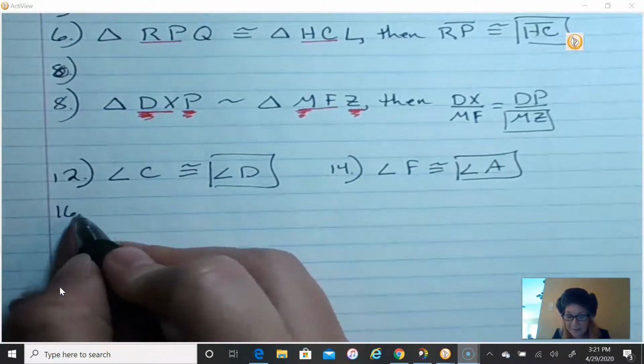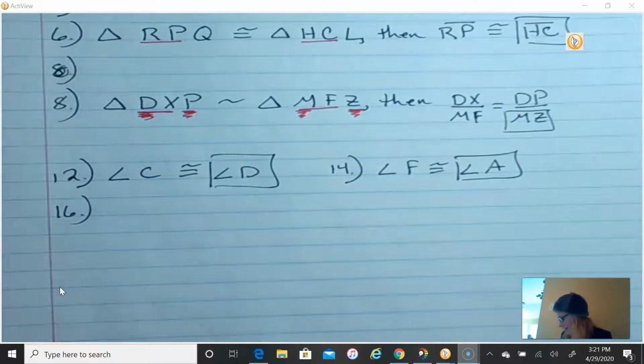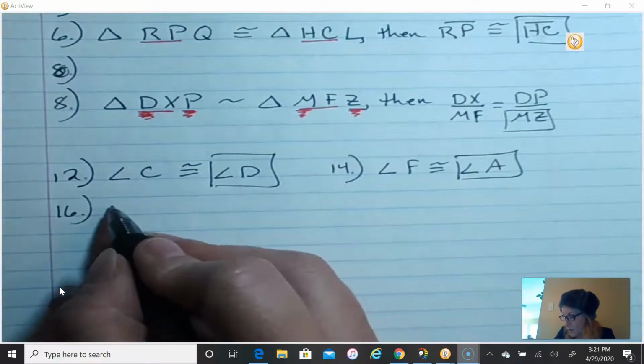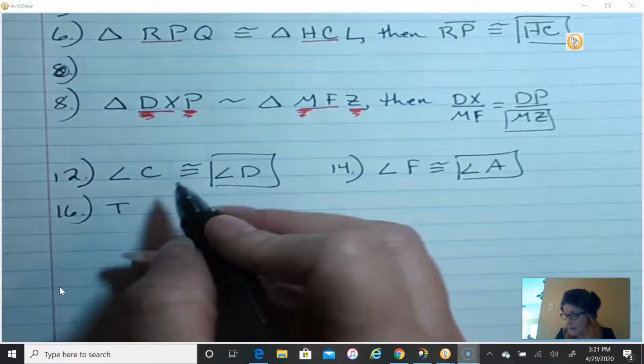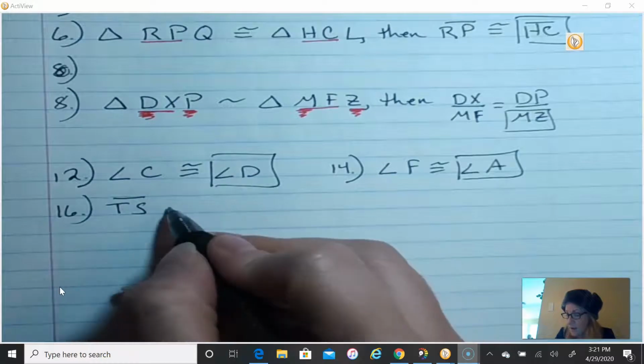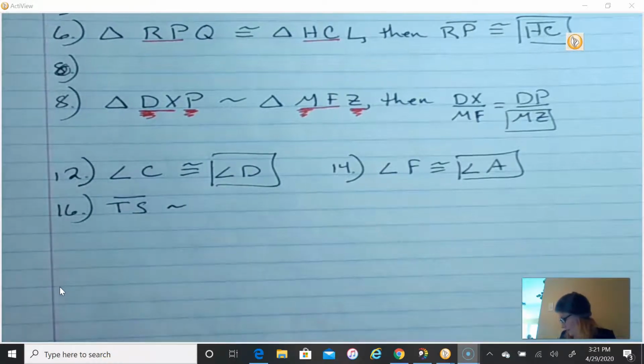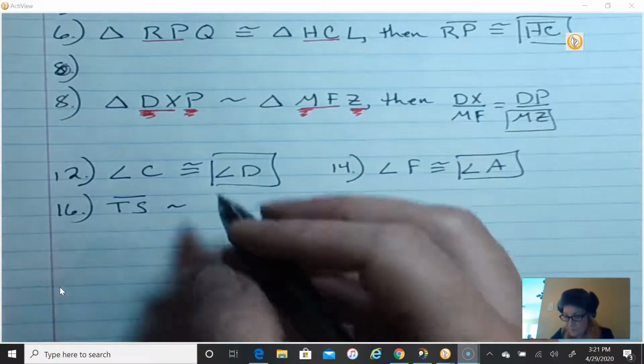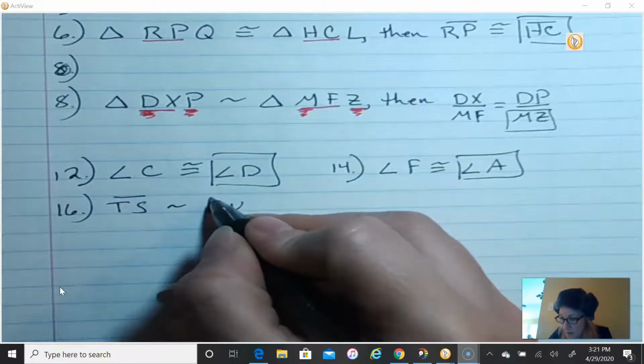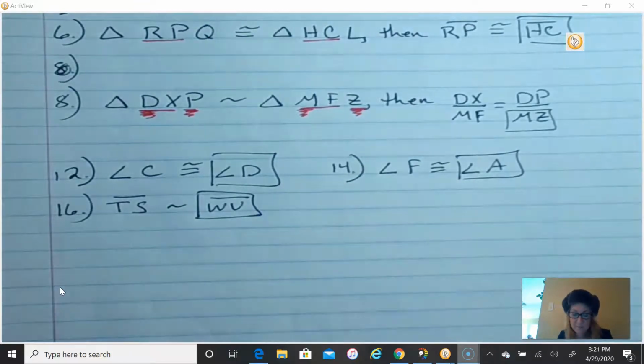All right, let's look at 16. 16 is dealing with the other two triangles in that picture. Okay, RTS and VWU. All right, so 16 wants to know the corresponding side. Okay, corresponding side. So TS would correspond with what other side? WU. Y'all see that?